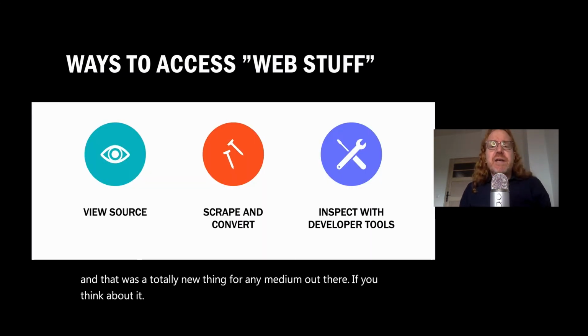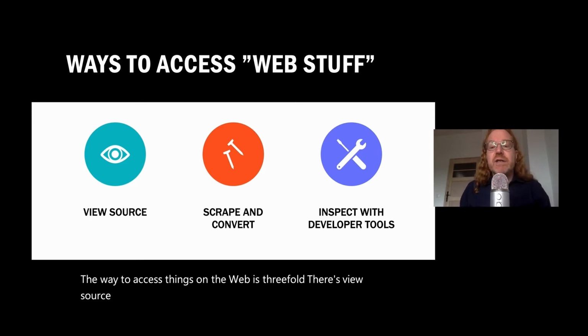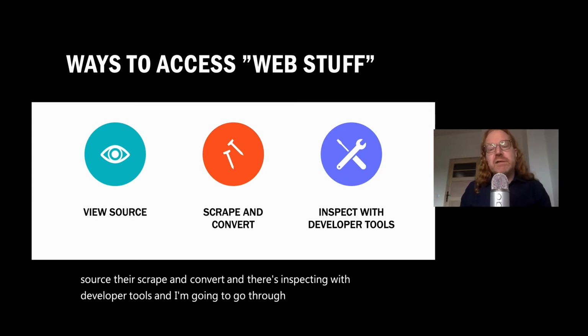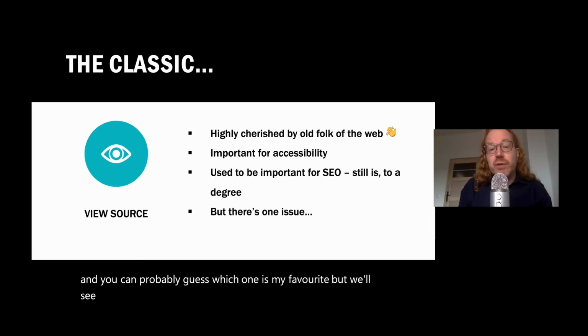The way to access things on the web is threefold. There's view source, there's scrape and convert, and there's inspecting with developer tools. I'm going to go through them bit by bit now, and you can probably guess which one is my favorite, but we'll see in the near future.